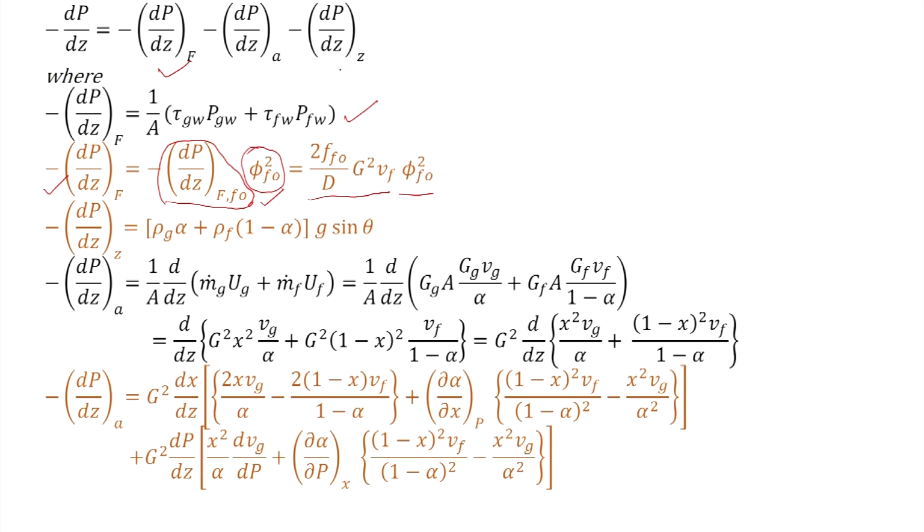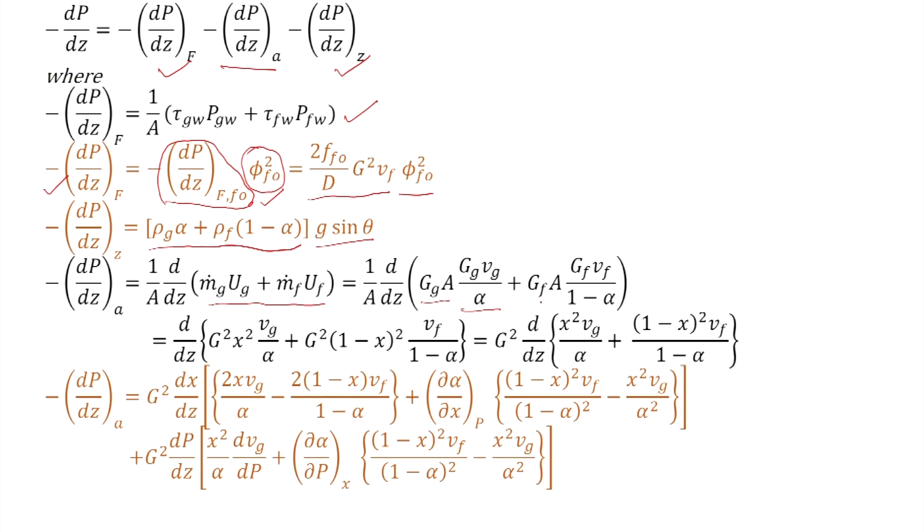The last term on the right hand side is the pressure gradient due to gravity. It is equal to [rho_g alpha plus rho_f (1 minus alpha)] into g sin theta. Now, let us look at the middle term, this one. It is equal to 1 by A d by dz of [m dot_g u_g plus m dot_f u_f]. Now, m dot_g u_g can be written as G_g A into G_g v_g upon alpha.